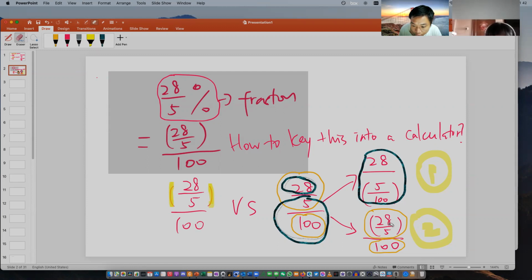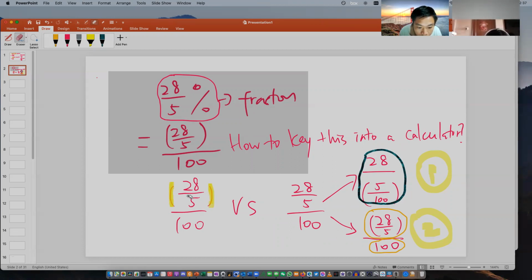The bracket is on the numerator or the bracket is on the denominator? The numerator. Correct. So without the bracket, it is very confusing to the calculator. The calculator doesn't know whether you are talking about case 1, the bracket is on the denominator, or case 2, the bracket is on the numerator. So you don't want to make things confusing to the calculator. That's why you need to put the bracket where you want it. So you put the bracket on the numerator to tell the calculator my bracket should be on the numerator.